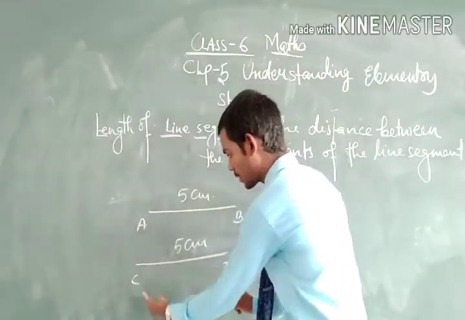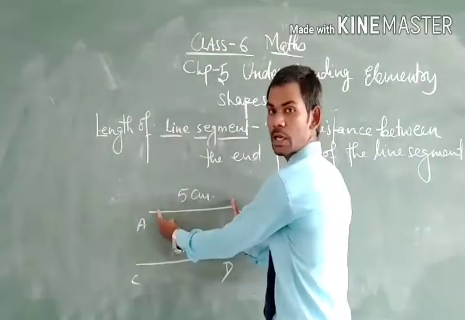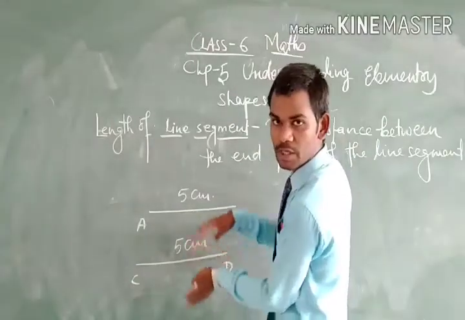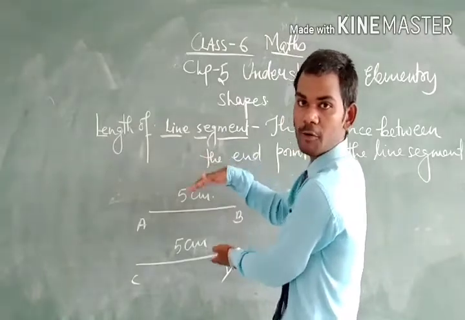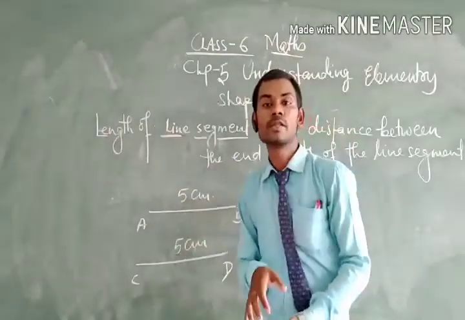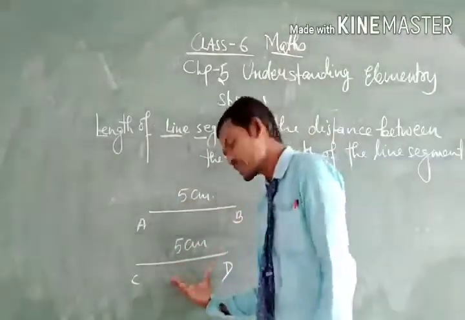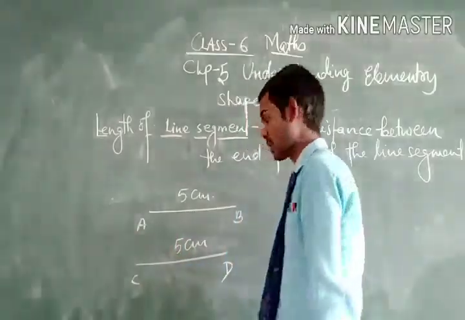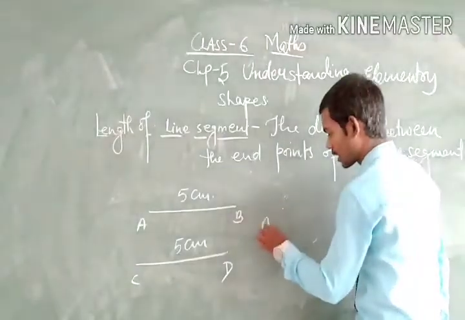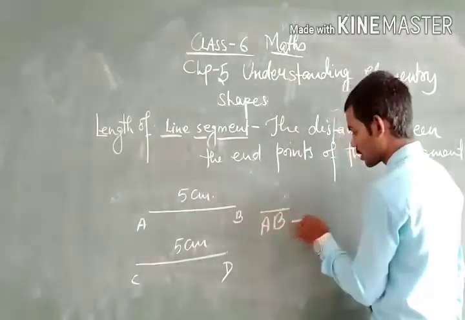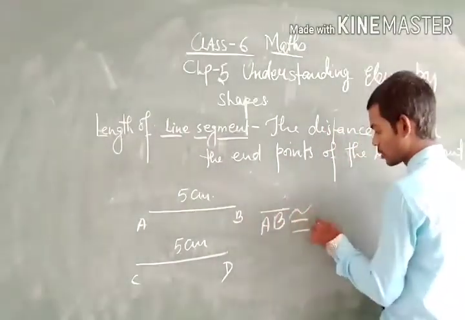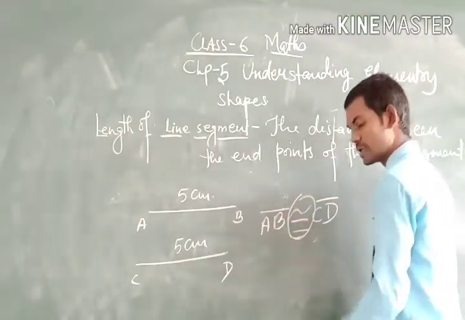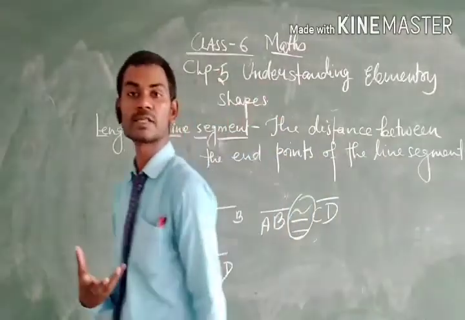Then, if we place the line segment CD on the line segment AB, the line segment CD completely covers or completely occupies the line segment AB. Then we say that the line segment CD is congruent to the line segment AB, and it is written as the line segment AB is congruent to the line segment CD. This sign is known as congruency.